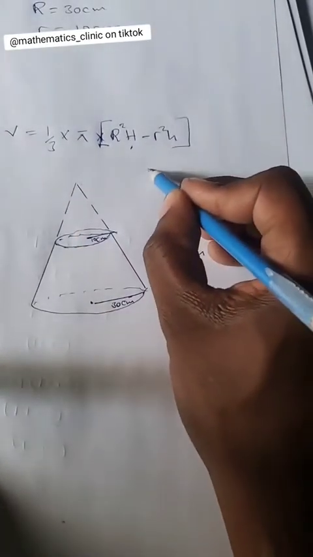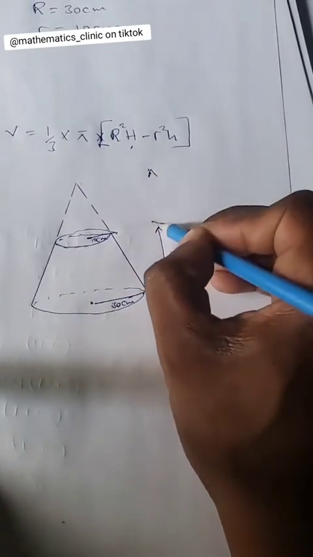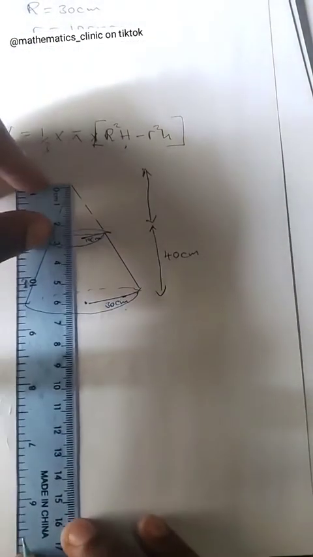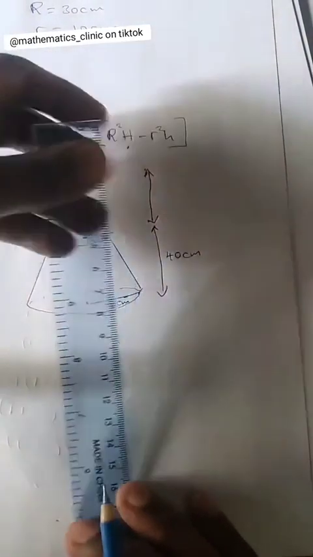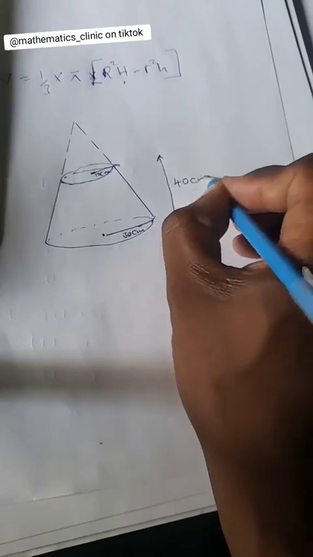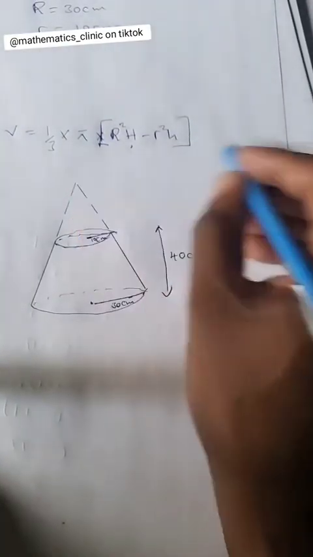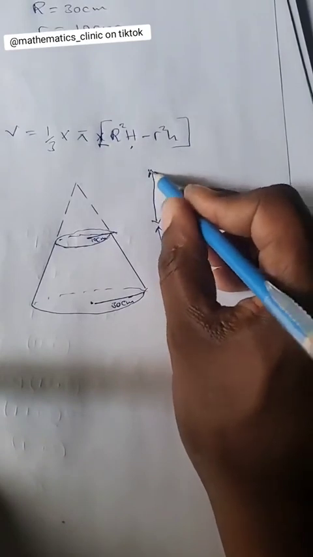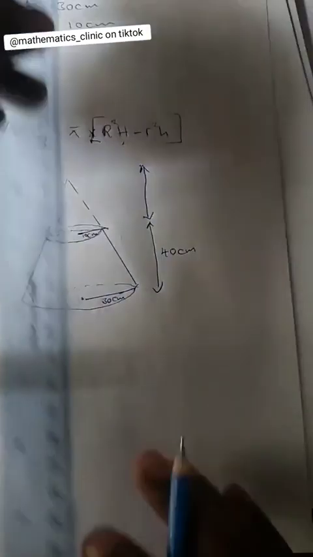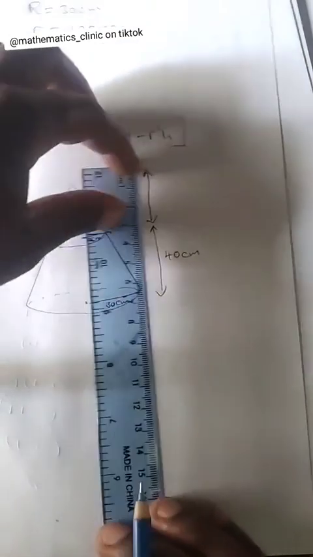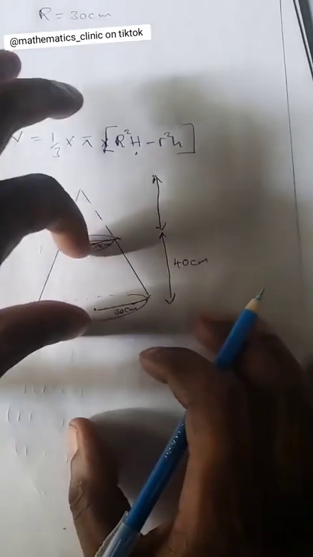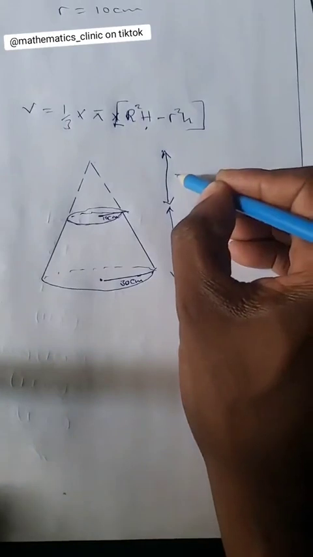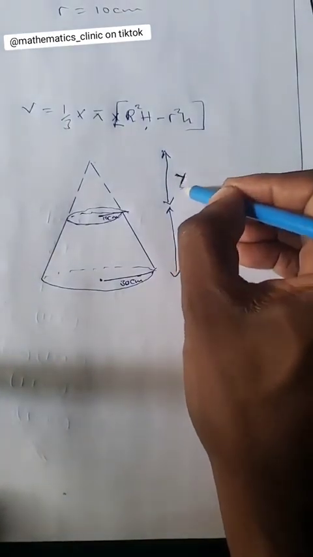So we need to know the full height now, the whole height from here at the top. So this is the one. We only know the height from this to that, which is 40 centimeter. We don't know the height for the remaining part, so we can give it any letter. It can be a y.